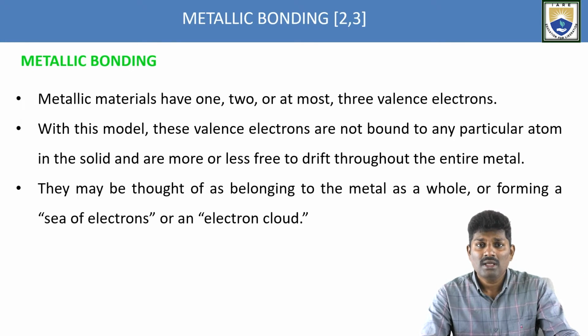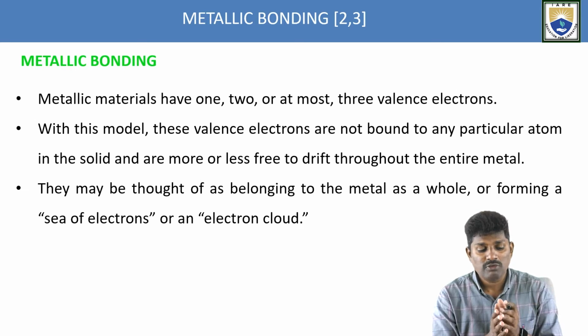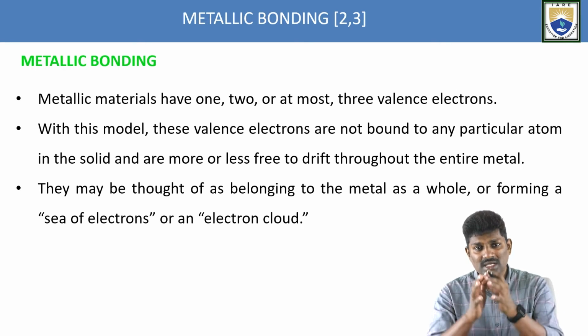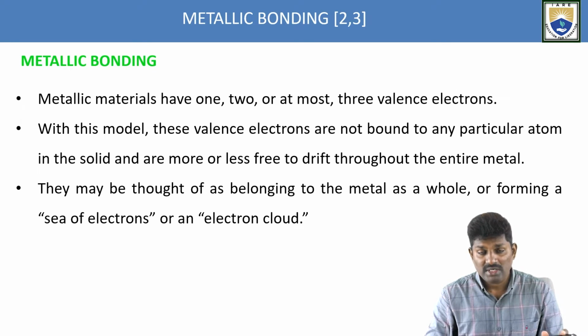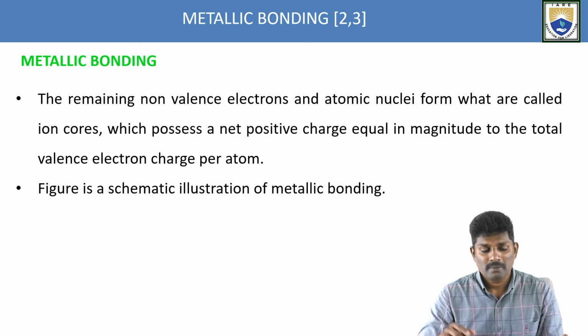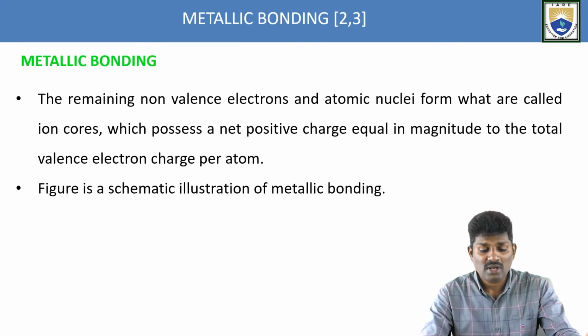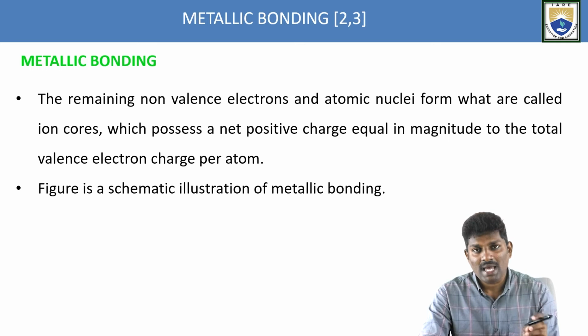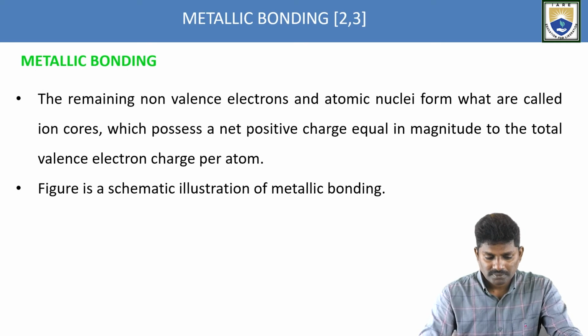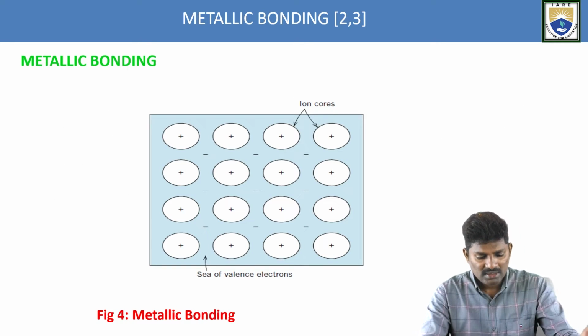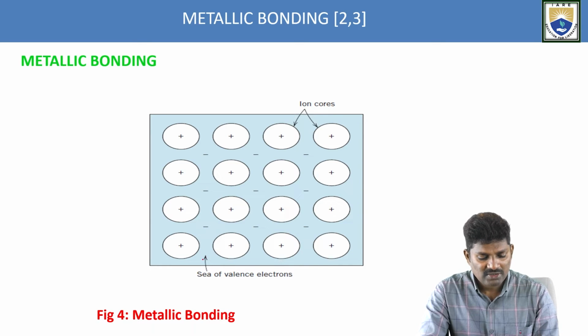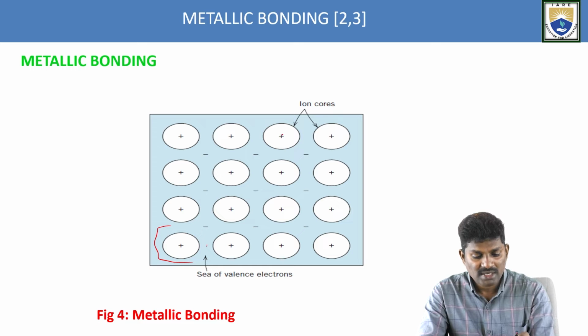They may be bought belonging to the metal as a whole, forming a sea of electrons. You can see the complete sea of electrons, or it is called an electron cloud. And the remaining non-valence electrons and atomic nuclei are called the ion core. So in between you have some gaps, and this is the sea of electrons where you have the empty space, and these are the ion cores.